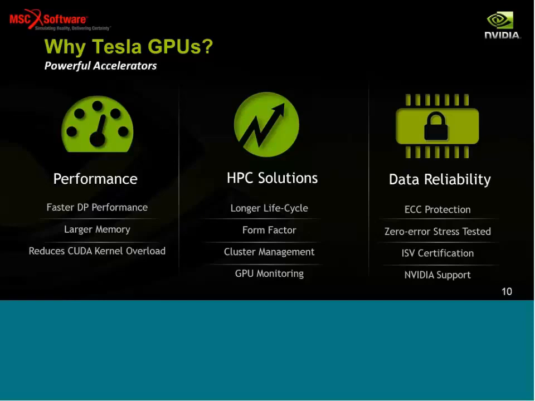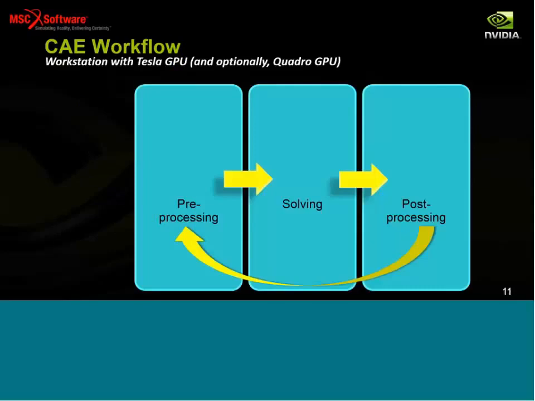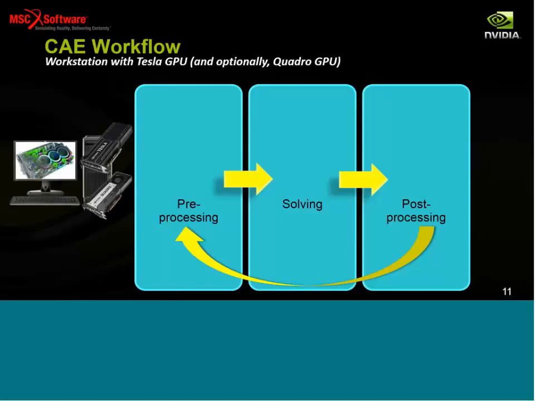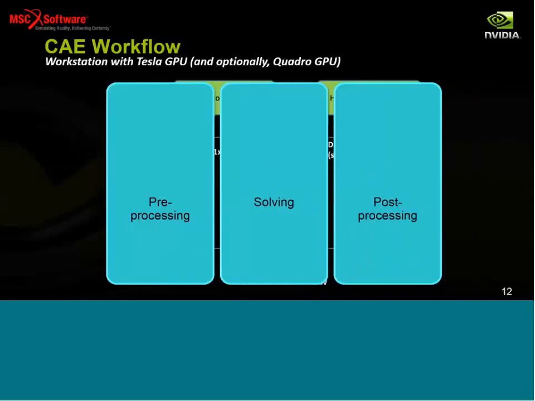Now, we just focused on Tesla. The other solutions include Quadro and Grid. So to better understand how these solutions fit into the typical simulation workflow, I've put up a few slides explaining that aspect. First scenario is a workstation with a Tesla GPU for computation. You have a workstation, and you might optionally have a Quadro GPU for graphics. In this scenario, all the data resides locally in the workstation.